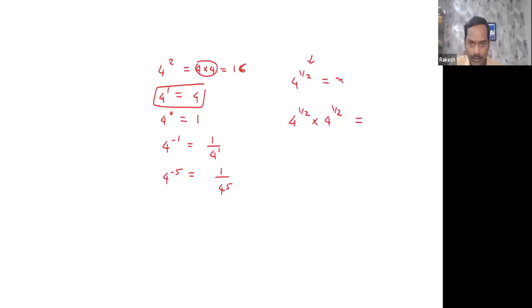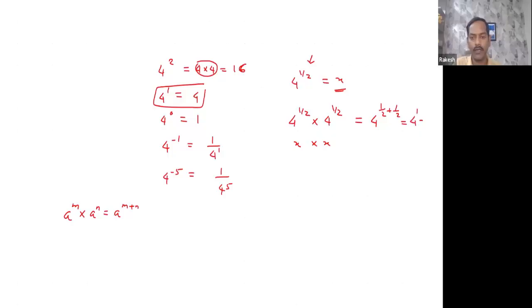Now this is actually x, and this is also equal to x, correct? Because I have assumed that this is equal to x. Now, 4 to the power half into 4 to the power half. I can apply the laws of indices, which say that a to the power m into a to the power n is a to the power m plus n. Here m and n are equal, and a is equal to 4. So I can write it as 4 to the power 1 by 2 plus 1 by 2, which is effectively 4 to the power 1, or equal to 4.